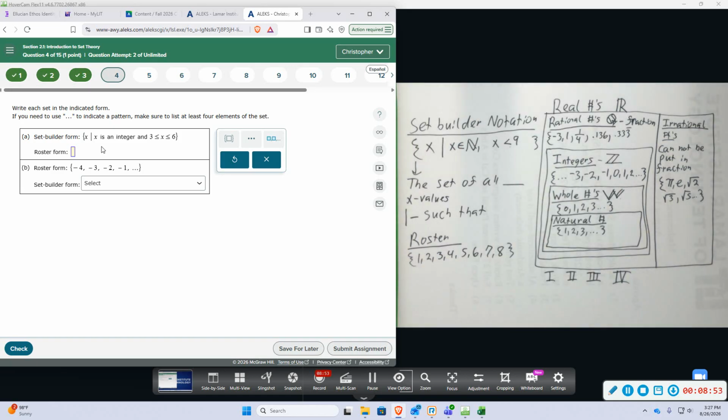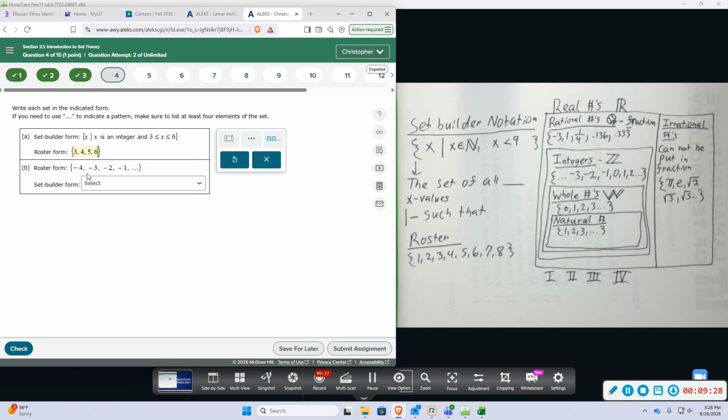All right, now that we know that information, we can answer this question. It says we're going to use set builder notation, the set of all x values such that x is an integer and 3 is less than or equal to x, and x is less than or equal to 6. So we want all the numbers between 3 and 6. In roster form, we're going to do a curly bracket and 3, 4, 5, 6. That should be our list.